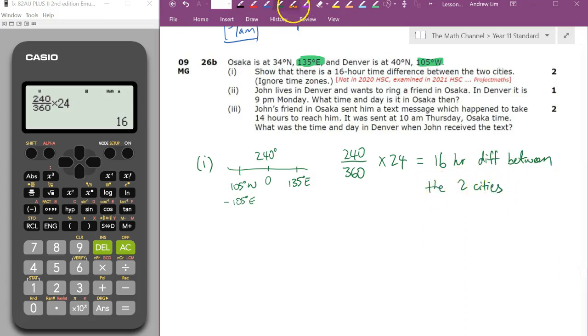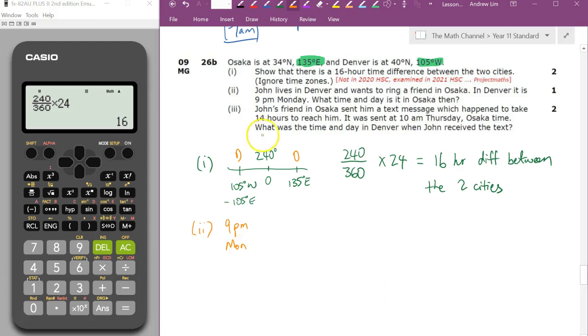Right, part 2. John lives in Denver. Now we said Denver is this one here, and Osaka is this one. He wants to ring a friend in Osaka. In Denver, it is 9 p.m. on Monday. What time and day is it in Osaka then?